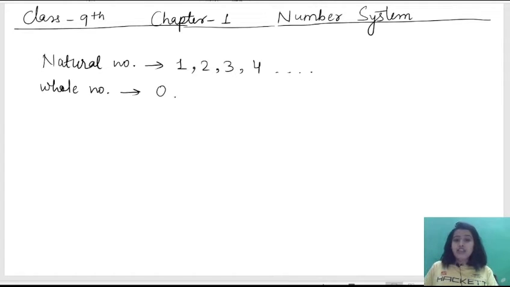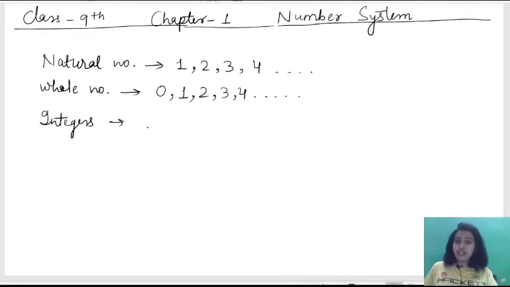We only add zero in whole numbers, right? Zero we just add, and whole numbers start with 0, 1, 2, 3, 4 and so on up to infinity, right? Other type of numbers we are having is integers, right?